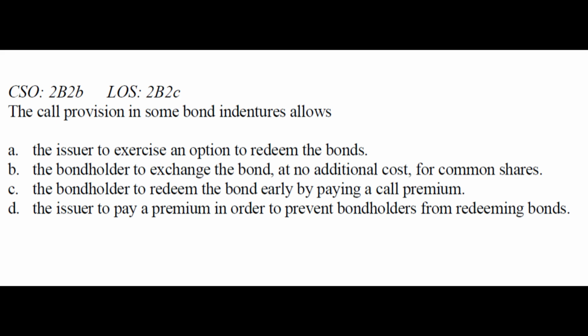Correct answer. A. The issuer to exercise an option to redeem the bonds. Exam tip. Remember that callable bonds benefit the issuer, while convertible bonds benefit the investor. If interest rates fall, issuers often call outstanding bonds and refinance at lower rates, creating reinvestment risk for bondholders.